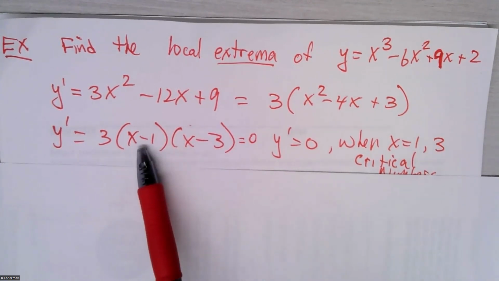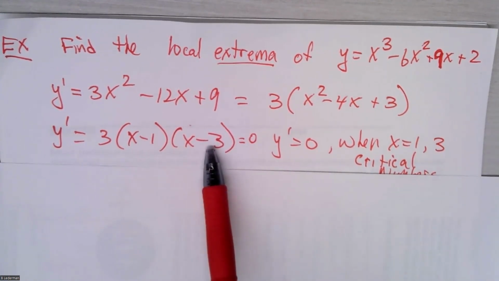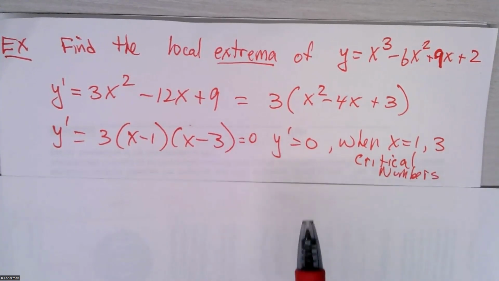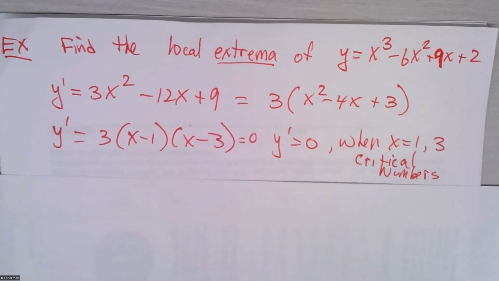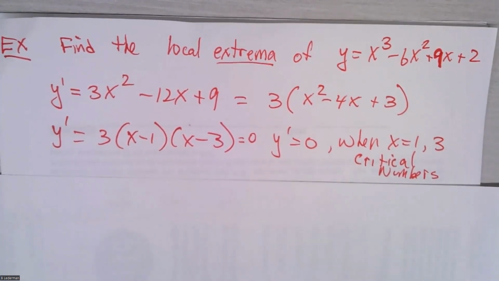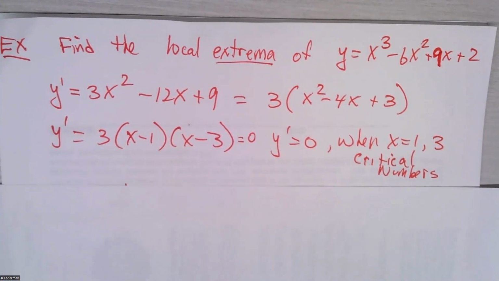Because if x is 1, I have 1 minus 1 over here. If x is 3, I have 3 minus 3 over here, and pow. So 1 and 3 are the critical numbers of this function. Now, just because it's a critical number doesn't necessarily mean it's a max or a min, as we saw in the definition. We haven't seen a case like that yet, but we'll show you that later.